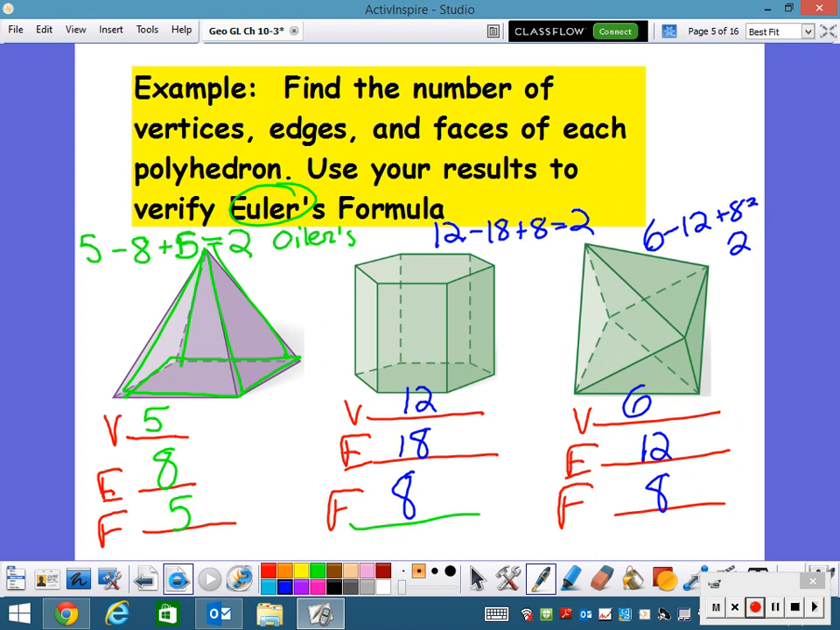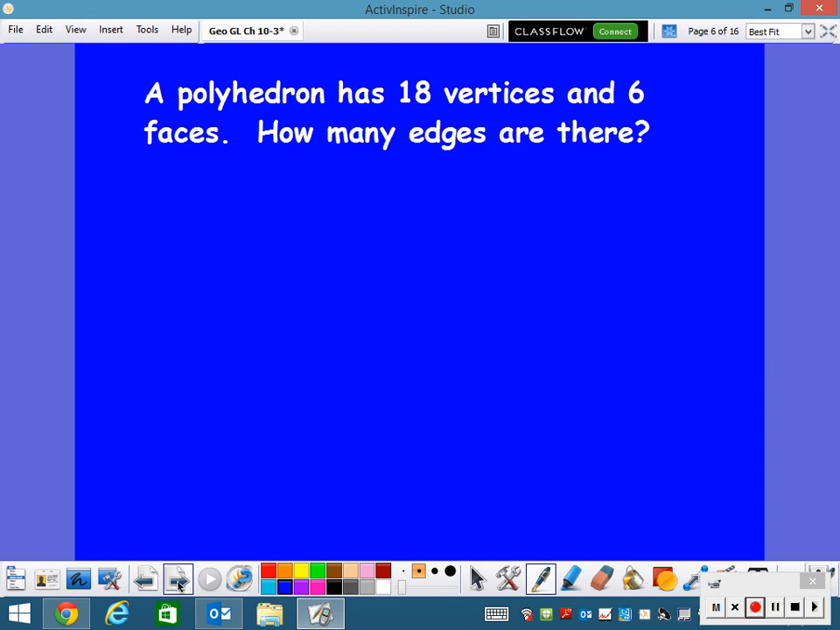Why does this matter? Because we're going to get into math problems like this. I would expect to see this problem on the quiz next week and the test the week after that. It's not on your paper though. A polyhedron has 18 vertices and 6 faces. How many edges are there?